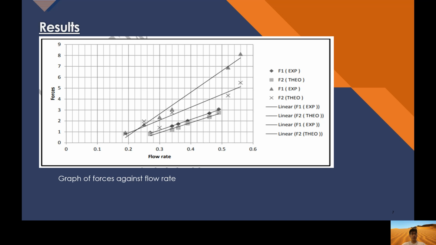Now for the results part, the data from the tables that were presented earlier were used to plot this graph of forces against flow rate. So for this experiment, the values and data were used to determine the shape of the graph and the relationship between forces and the flow rate.